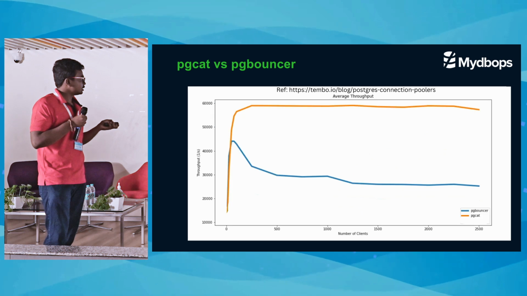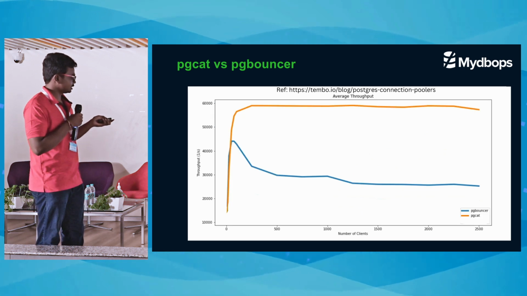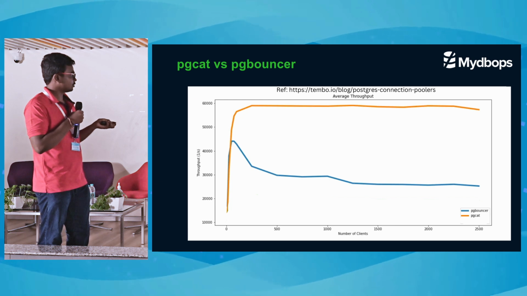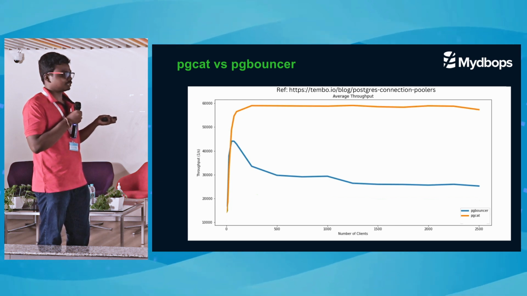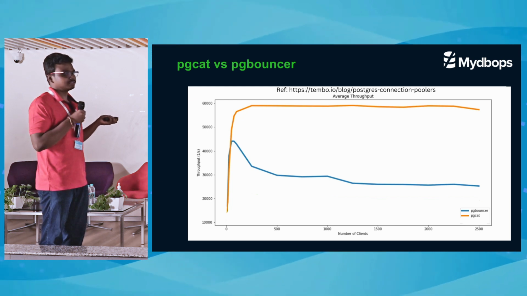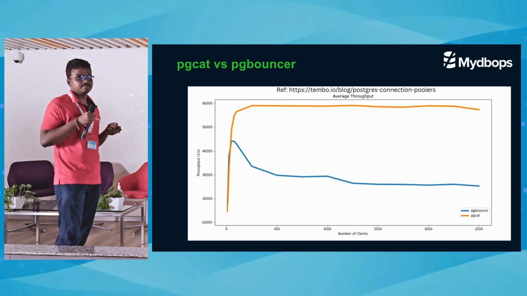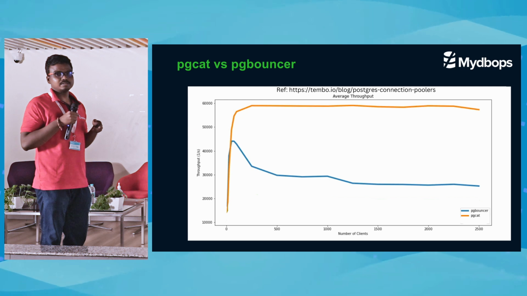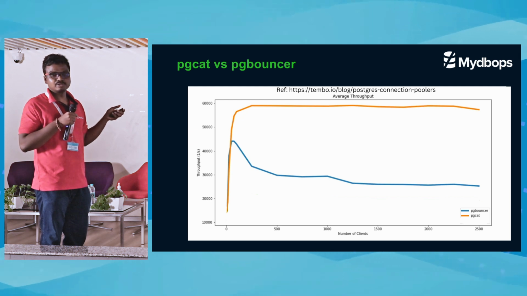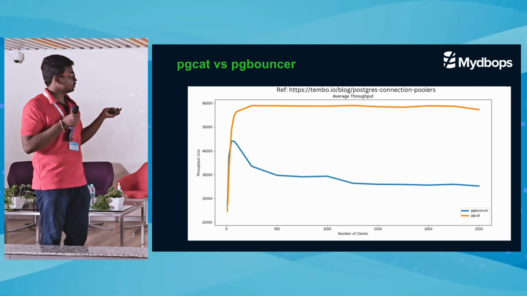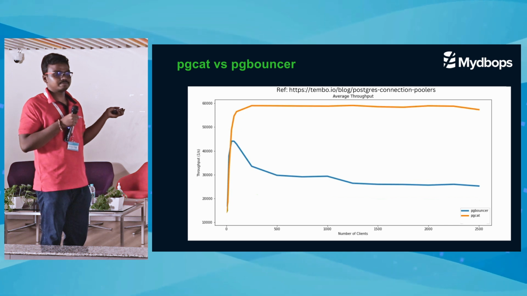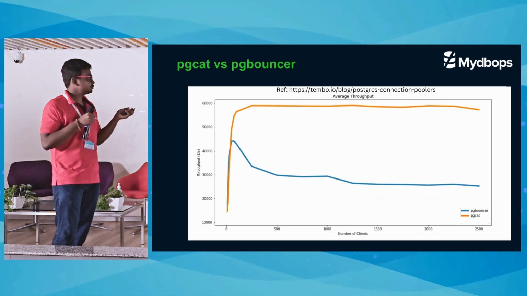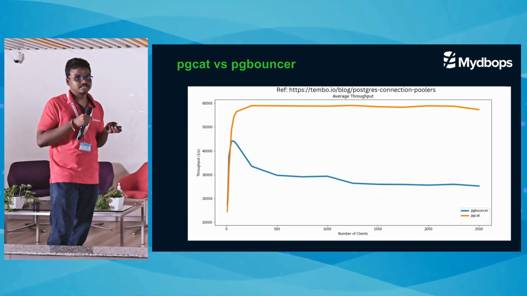And transactions also remain similar. Here 40K to 30K, there 60K. So this clearly explains that when you are going with a very high number of connections and want more performance, instead of using PgBouncer you can prefer PgCat, because it gives a very good performance improvement. The reason is that it uses multiple processes, whereas PgBouncer uses only a single process. That is the reason.